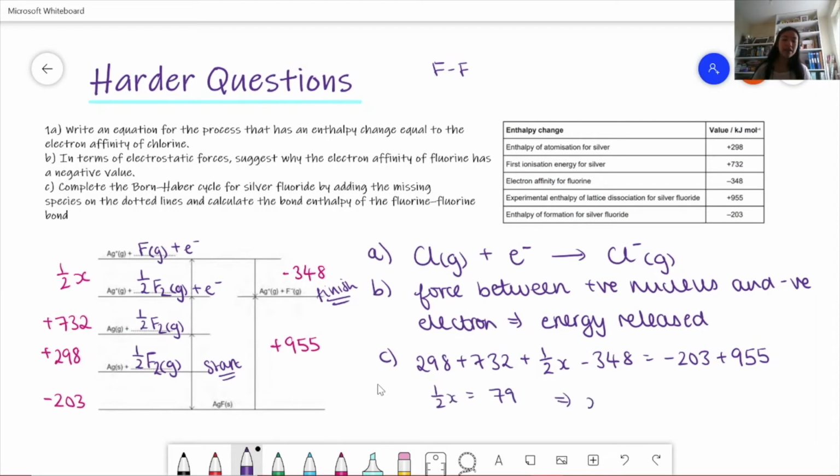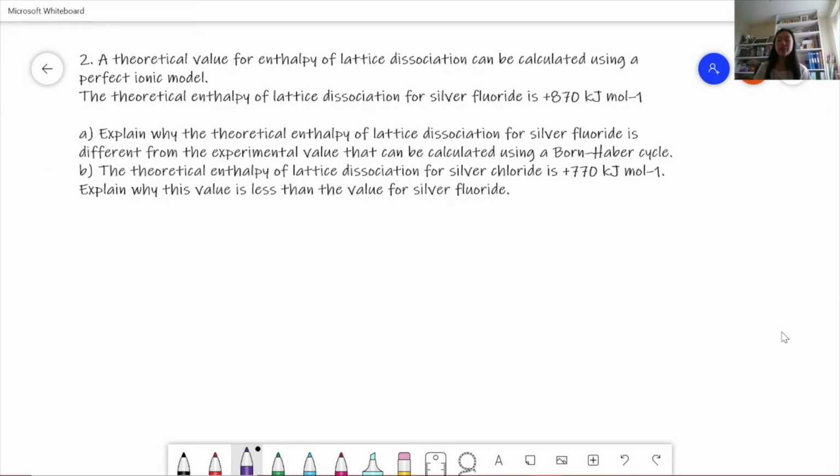And so this gives us that x is equal to plus 158 kilojoules per mole. And it should be a positive number because we're breaking covalent bonds, so energy is needed for that. So it's an endothermic reaction. Before I go on to question 2, feel free to try it out for yourself first.